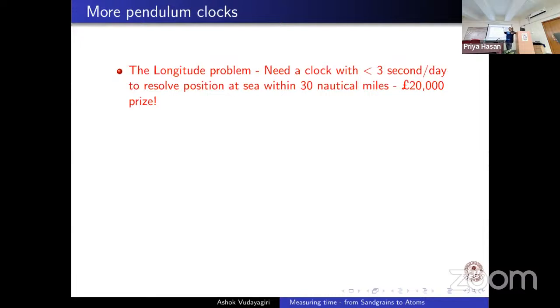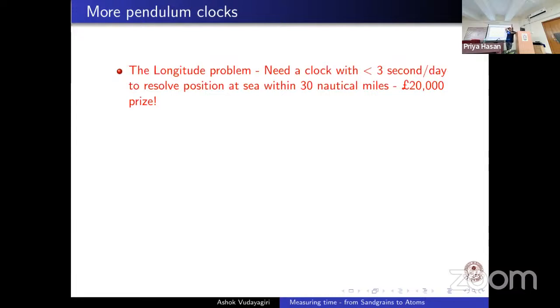By looking at how much you are off, your 12 o'clock is off by what was the 12 o'clock in Madras. So you know how many minutes you are off, and so how much longitude you have sailed from Madras. Now there was a very important problem here. Not only does the clock have to be accurate, the clock should have very little drift.